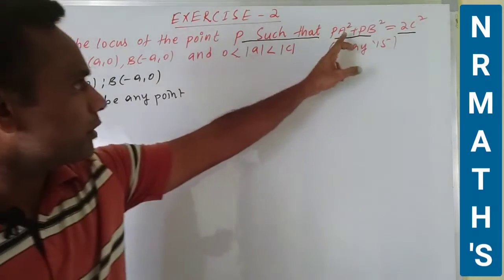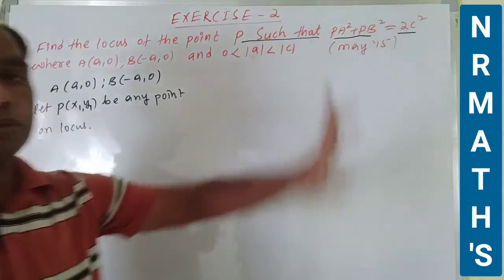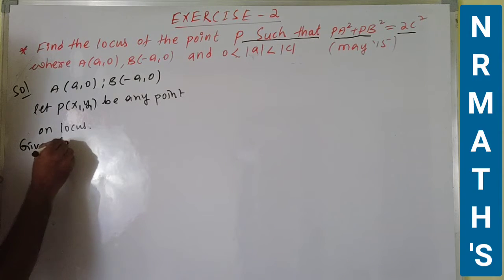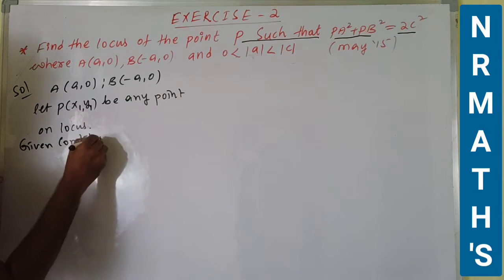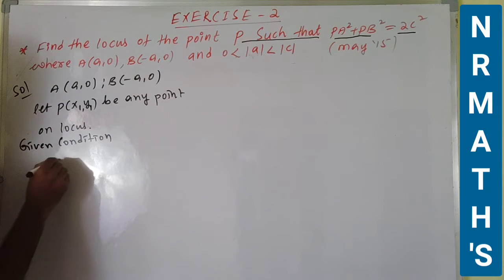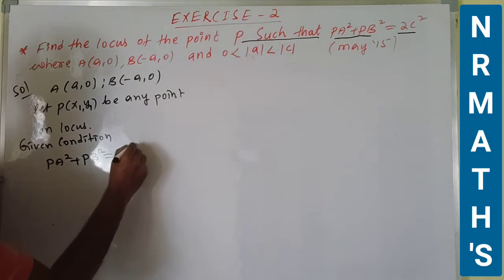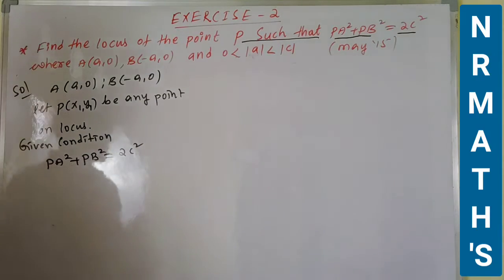The given condition is PA square plus PB square is equal to 2c square, where c is a small c.